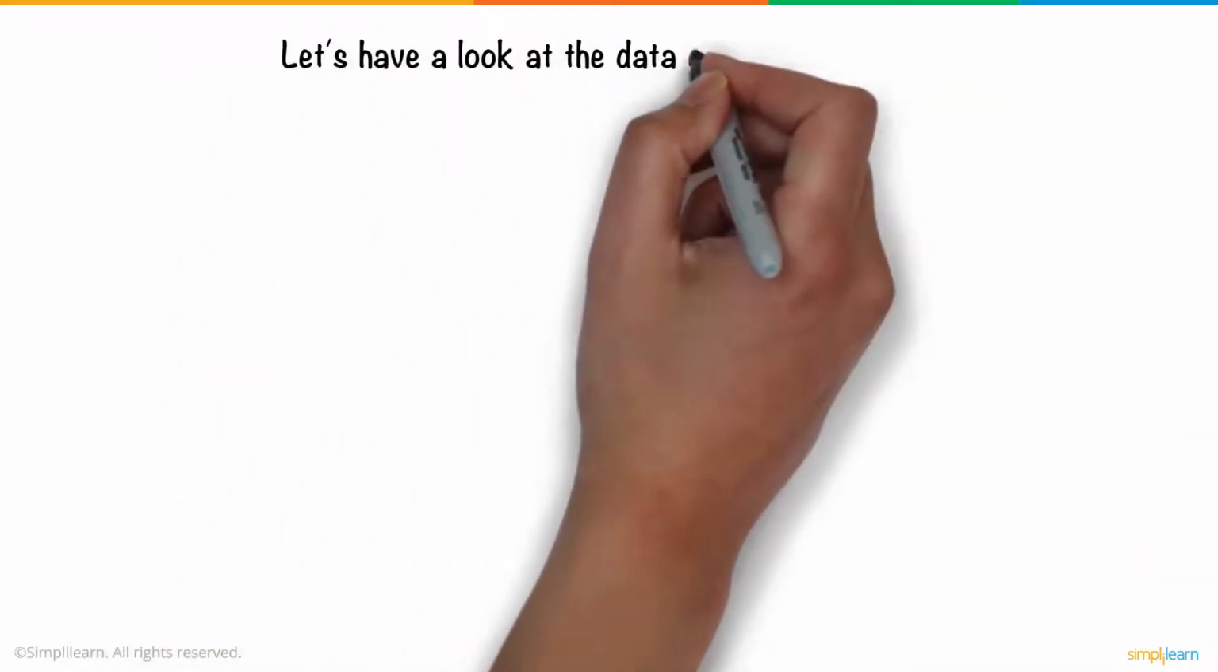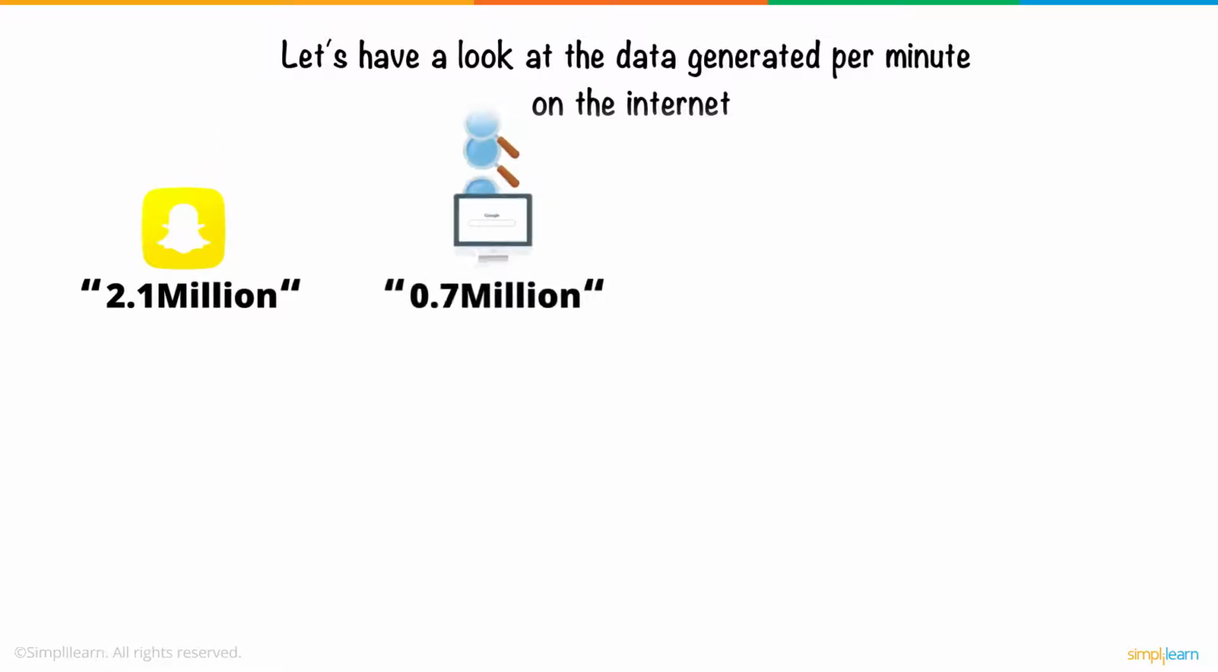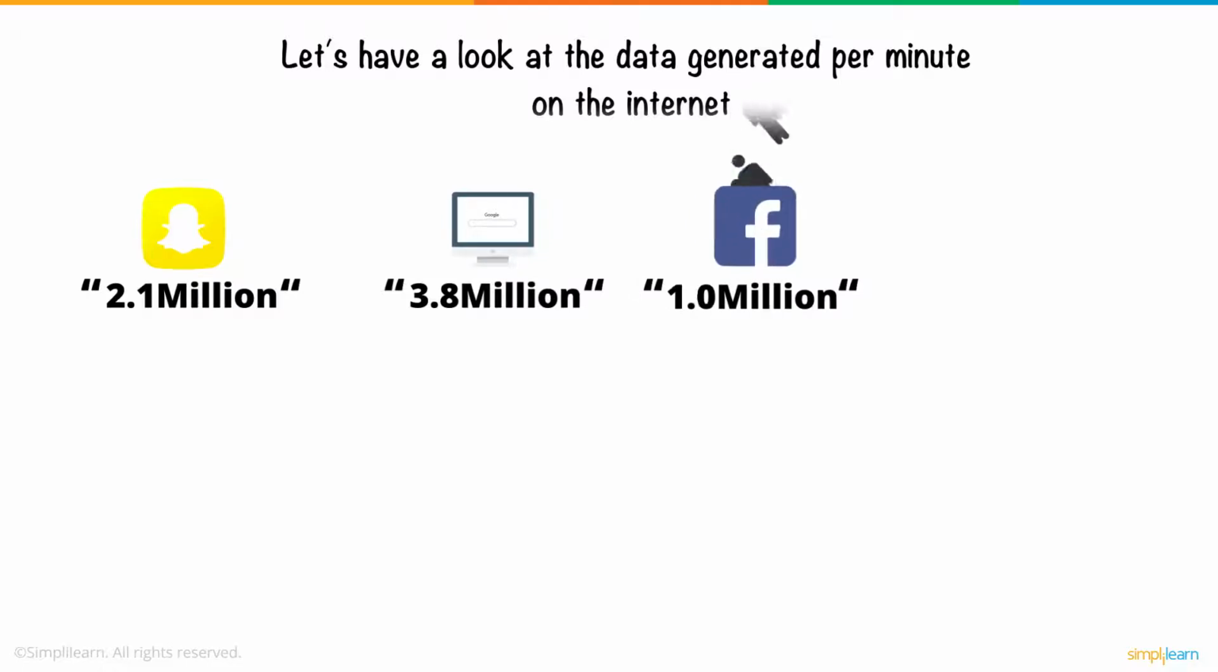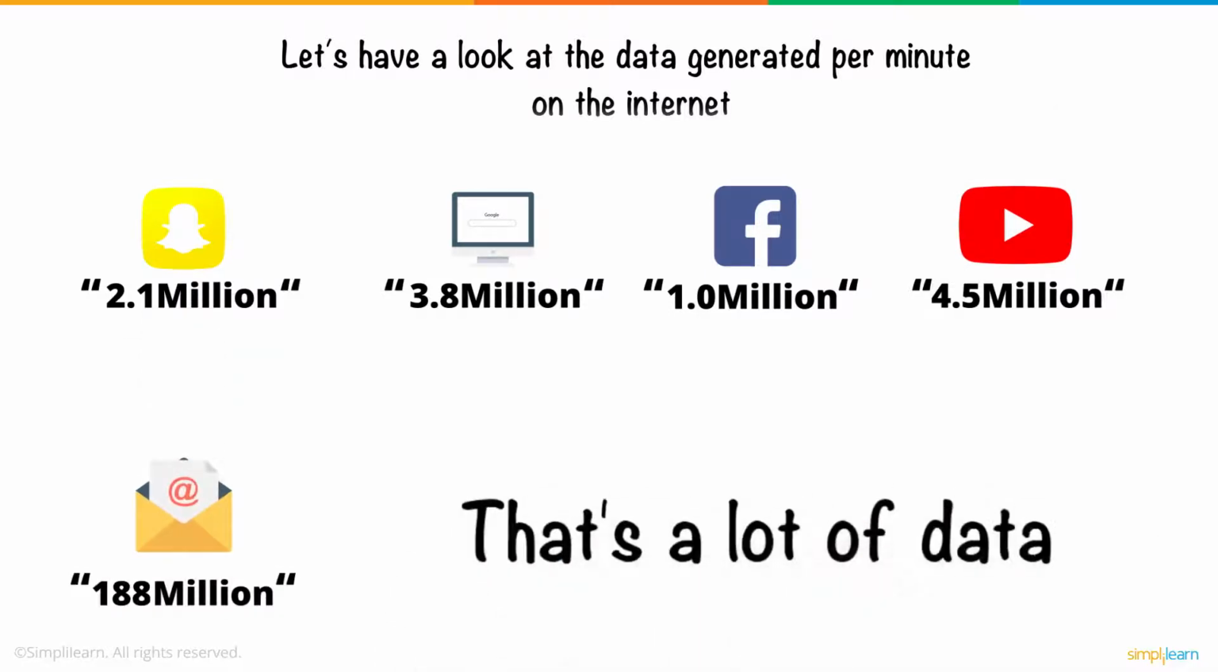Let's have a look at the data generated per minute on the internet. 2.1 million snaps are shared on Snapchat. 3.8 million search queries are made on Google. 1 million people log on to Facebook. 4.5 million videos are watched on YouTube. 188 million emails are sent. That's a lot of data.